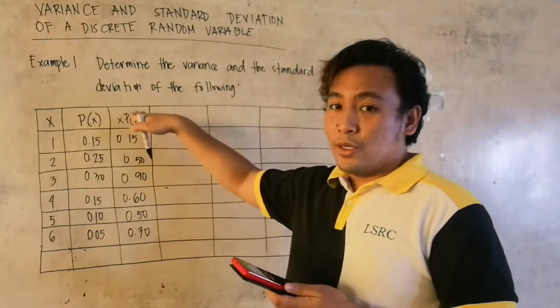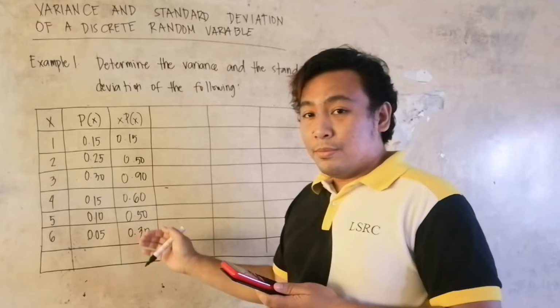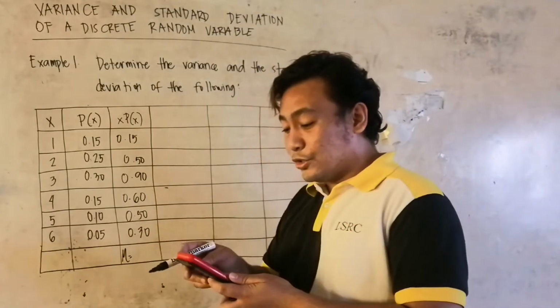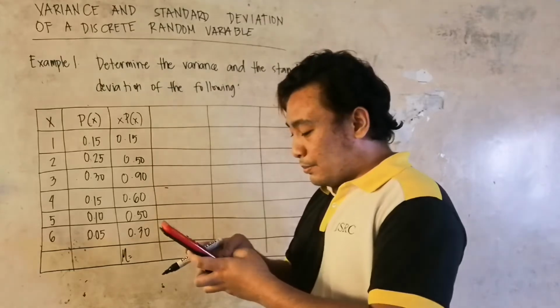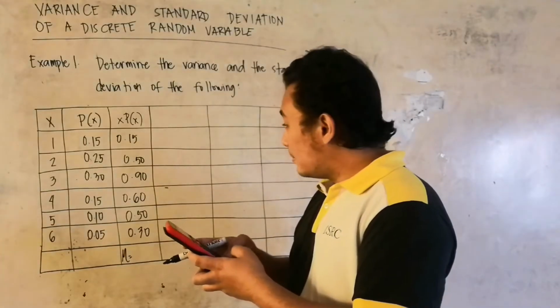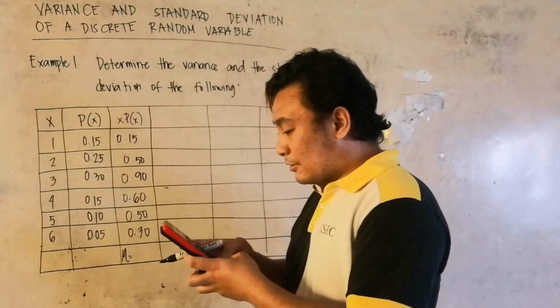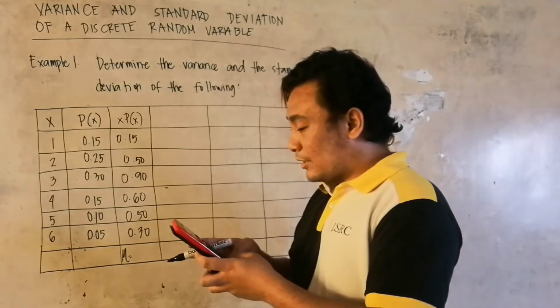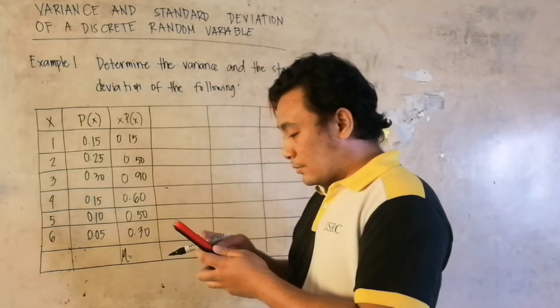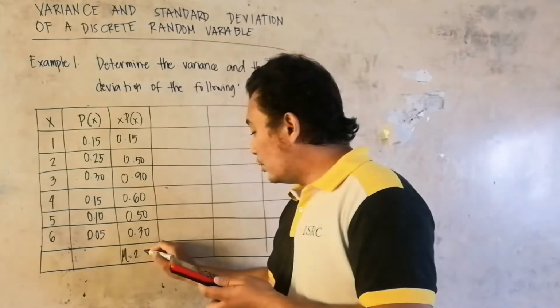Now, ipag-add natin lahat yan, that will be the mean. Ang mean natin, or yung mu natin, is equal to 0.15 plus 0.5 plus 0.9 plus 0.6 plus 0.5 plus 0.3. So this is equal to 2.95.